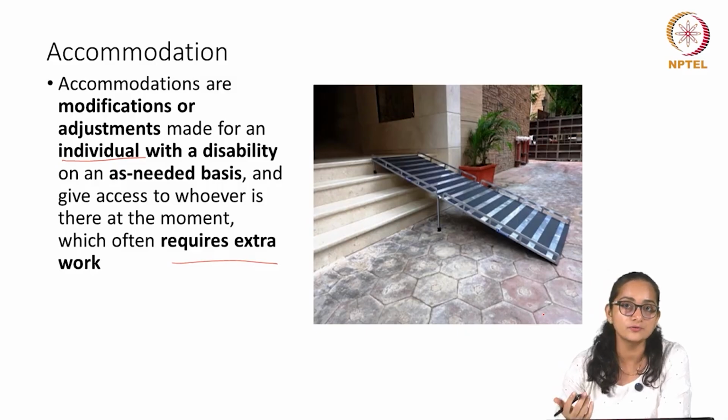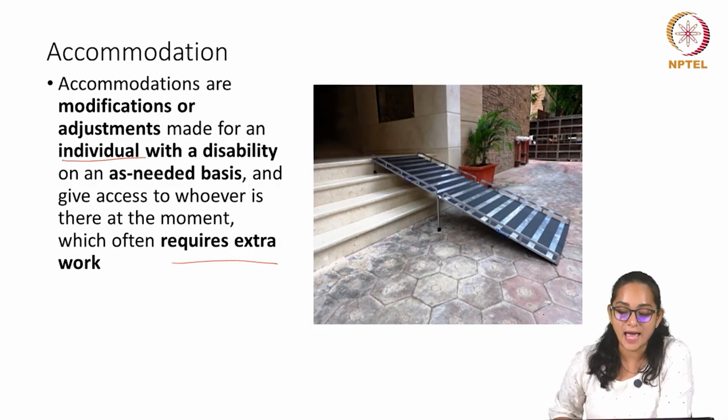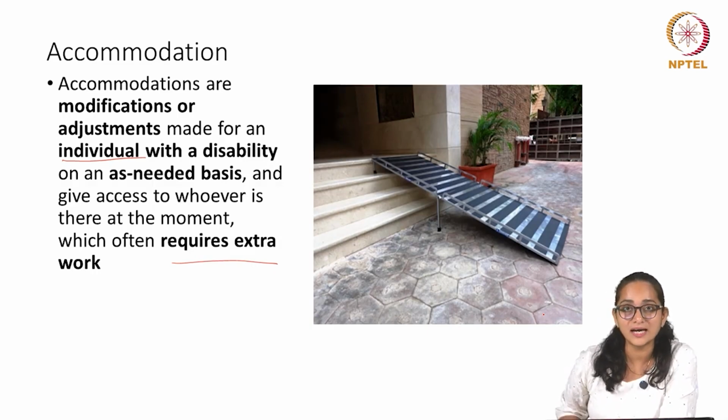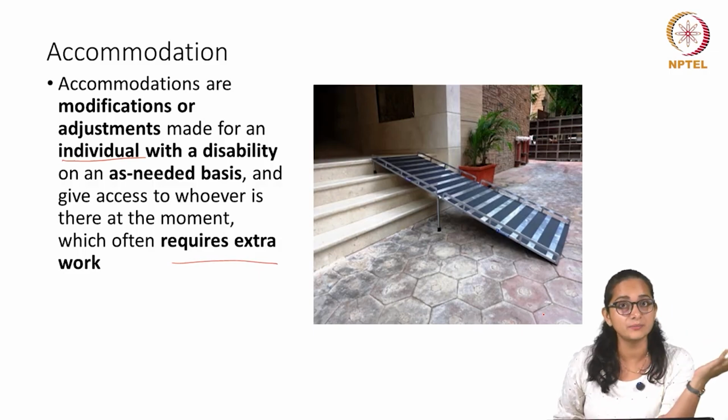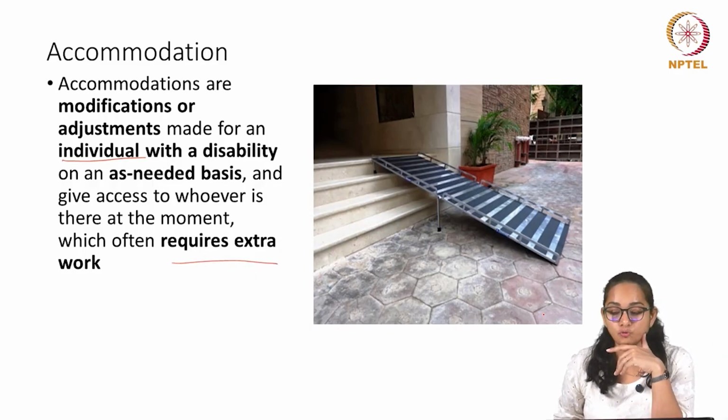For example, if your architect has not incorporated a ramp in the architecture itself, then there is a removable ramp which the building has decided to add on. It can be removed and added on an as needed basis. Of course, it incurred some additional cost. Of course, it incurs extra work every time it is needed, every time it is added, every time it is removed.